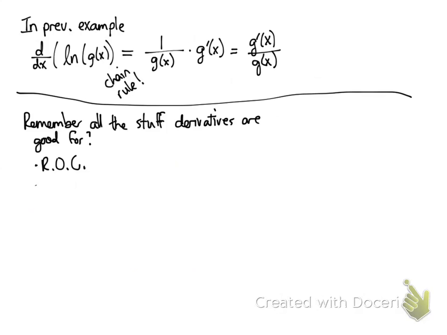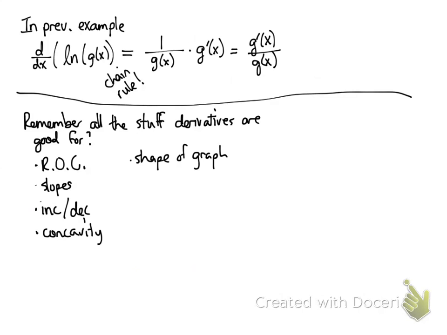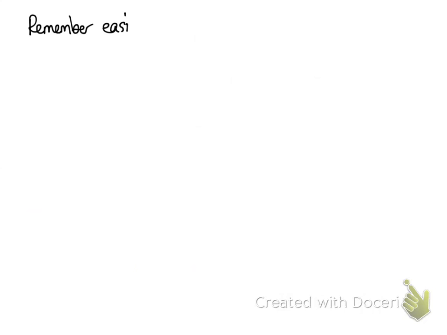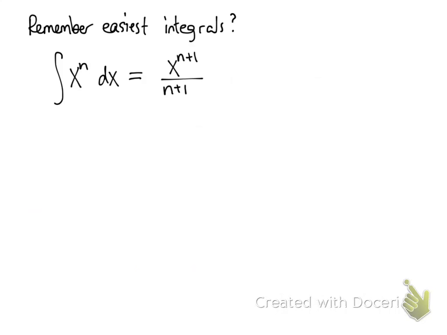Rates of change. Derivatives tell you rates of change of something with respect to something else. They tell you the slope of a tangent line. They tell you whether a function is increasing or decreasing. Second derivatives tell you about concavity, concave up or concave down. You can get lots of information about what a graph looks like, the shape of a graph. You can find the maximum or minimum value of different functions, etc. So all that stuff is still stuff you need to remember.